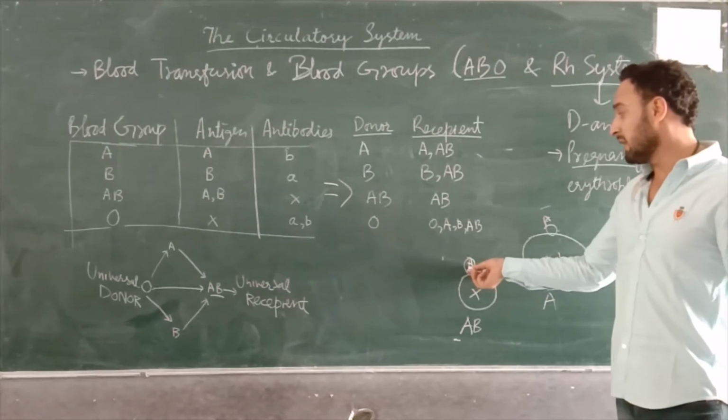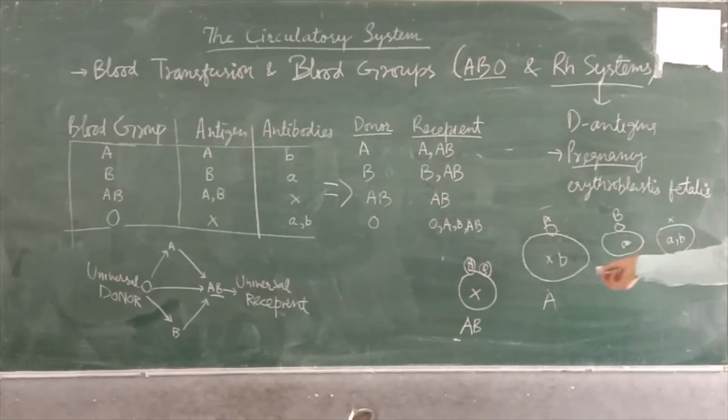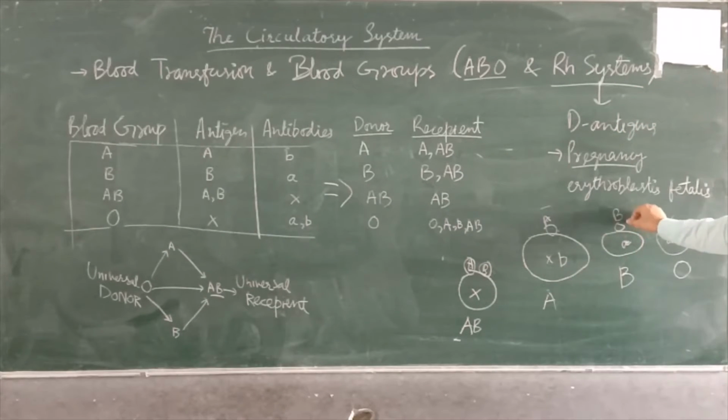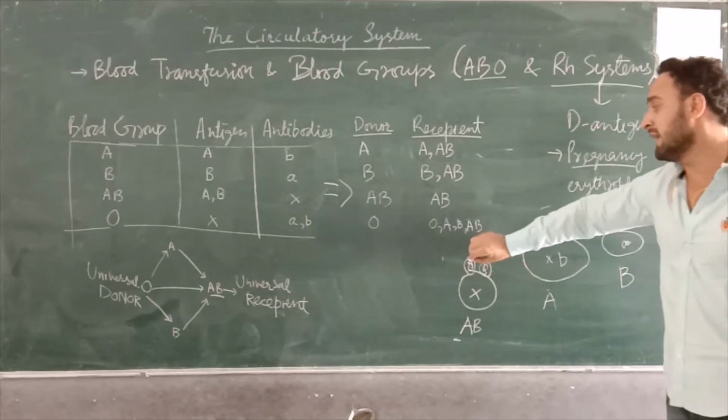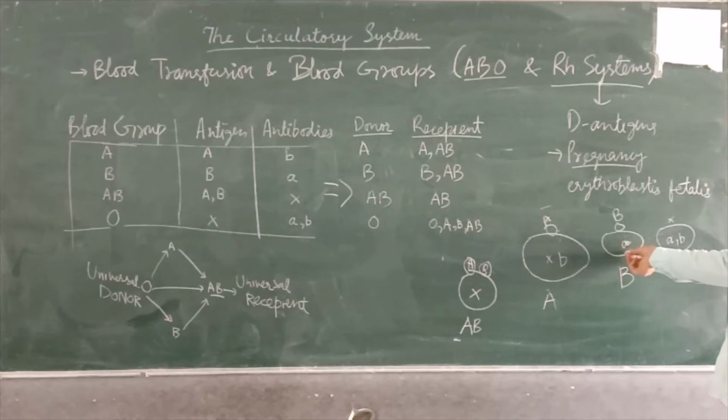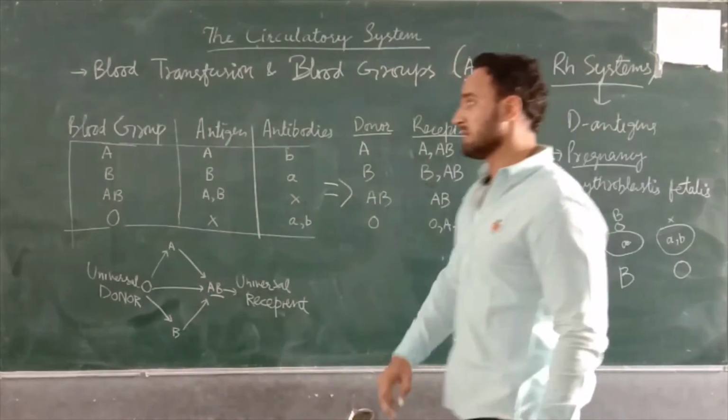Similarly, why cannot AB blood be given to B? B antigen is here, B antigen is here, it was fine. But this A antigen will react and form a clot with the A antibody present in the B blood group. Understand? Let me rewind this.